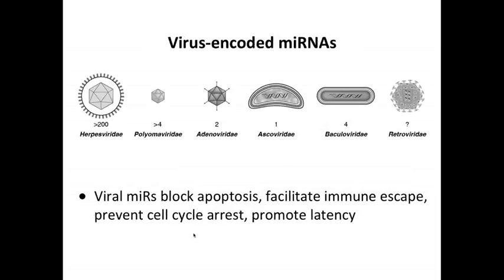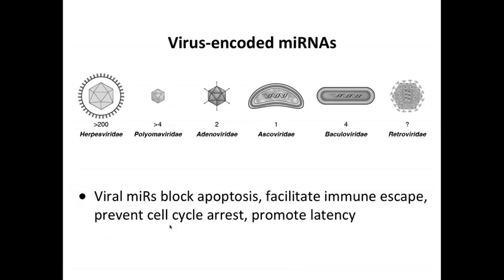Do viral genomes encode microRNAs? Some of them do. Herpes viruses have a lot of them, fewer in other viruses. And what they do is still being worked on. This is a very active area of investigation. We know already that many of these block apoptosis. When viruses infect cells, the cells respond by killing themselves. And viruses want to block that because they want to replicate. Some of these viral miRs block apoptosis. They help the virus escape from immune responses.